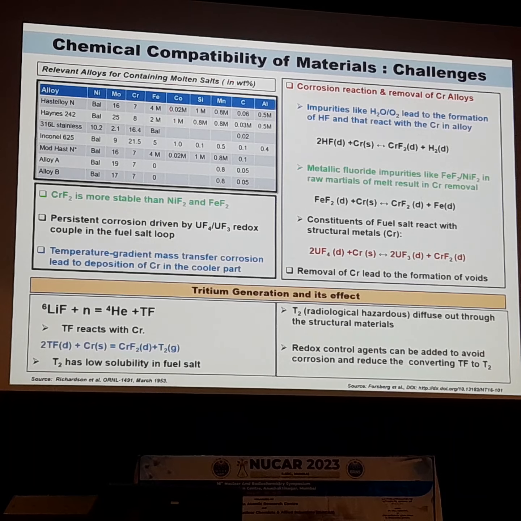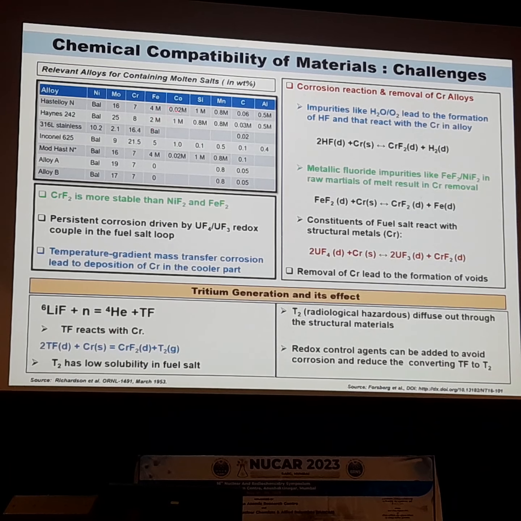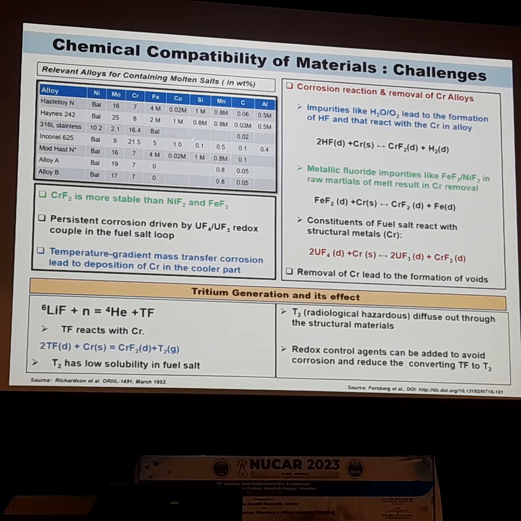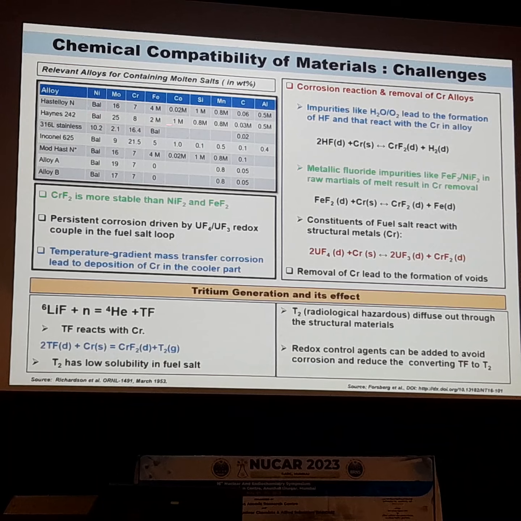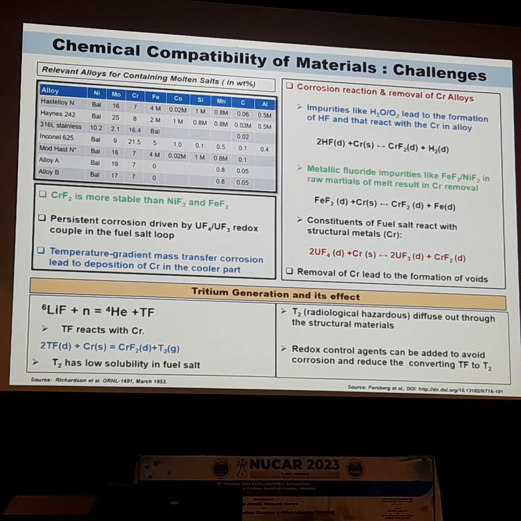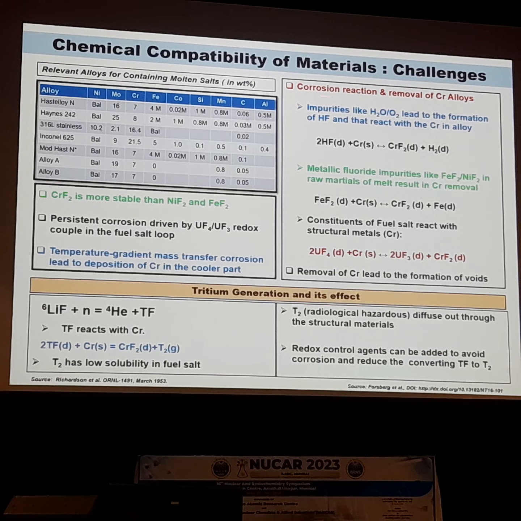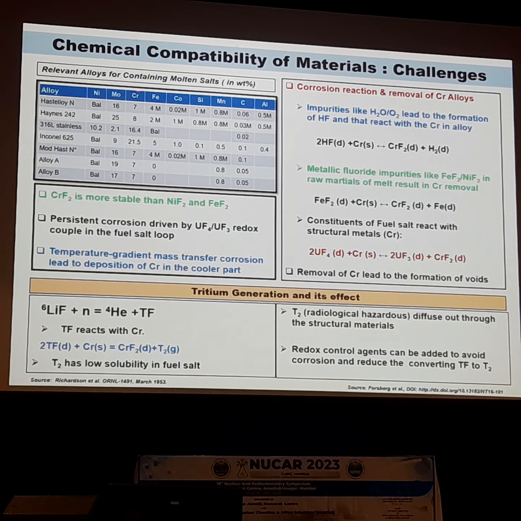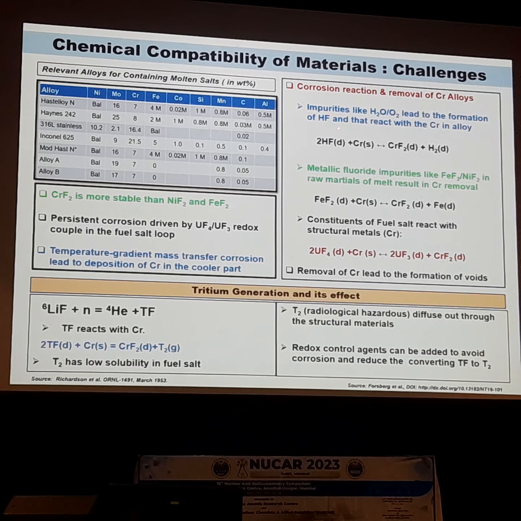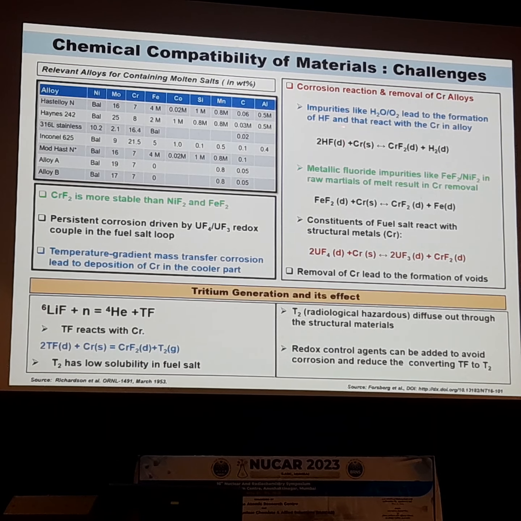What are the different materials? Actually, mostly nickel-based alloys have been studied for molten salt reactor operation, because nickel is supposed to be one of the corrosion-resistant materials. So what are the different corrosion reactions, and how is chromium removed? Because chromium is one of the alloying elements in this nickel-based alloy. So how is chromium removed, or how does chromium react with the molten salt?